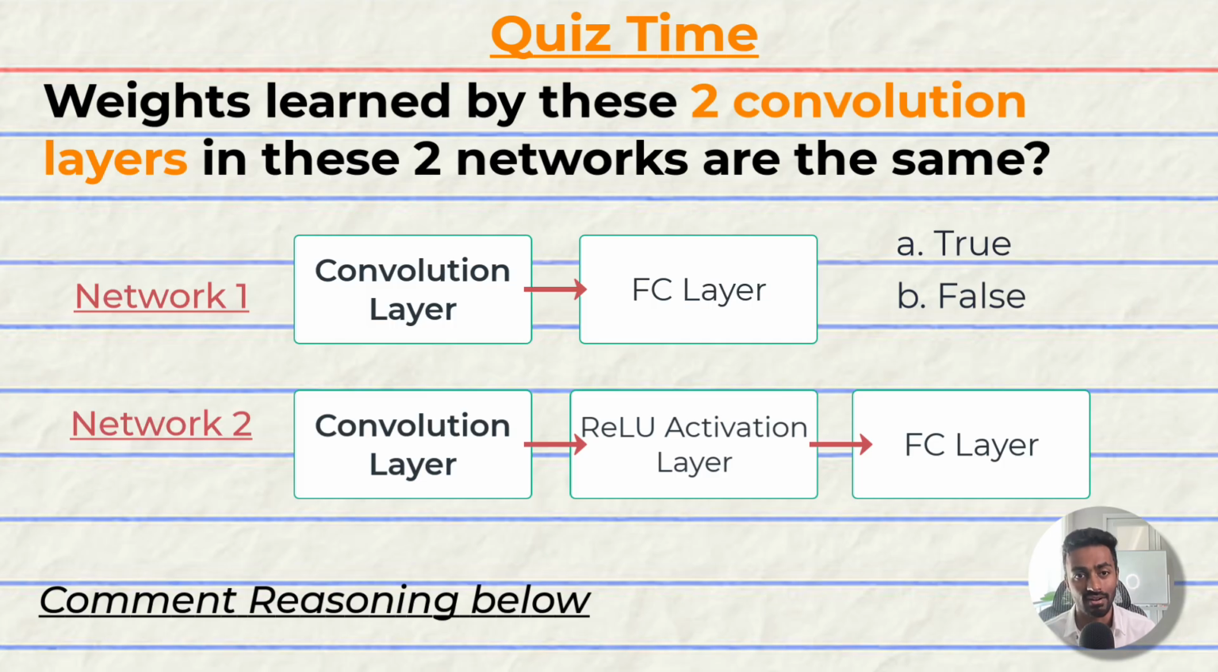Quiz time. Have you been paying attention? Let's quiz you to find out. The weights learned by two convolution layers in these two networks are the same. True or false? I'll give you a few seconds to answer this question. The correct answer is false, but can you tell me why? Give your reasoning in the comments below and let's have a discussion.